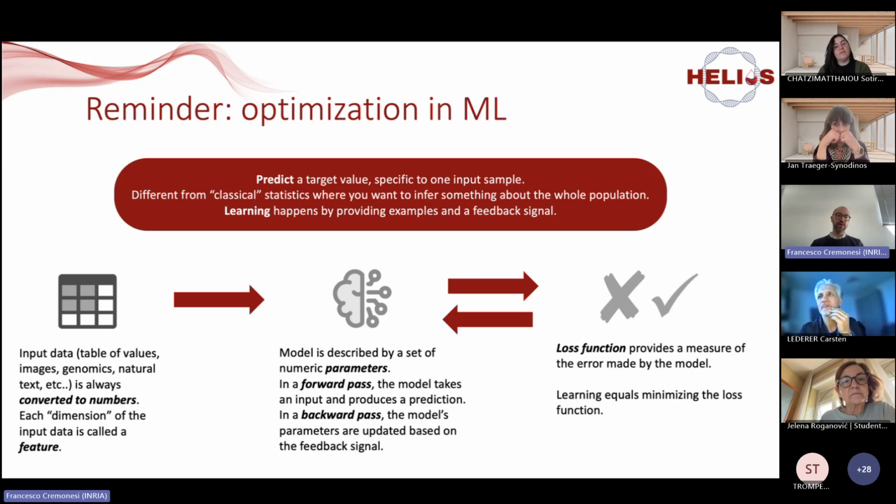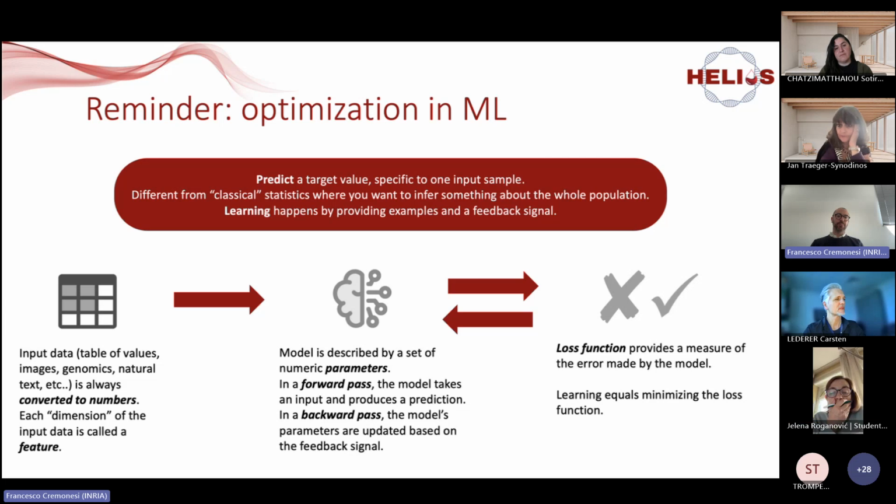So basically, what happens is you start by collecting your input data, which has to be converted to numbers, okay? And then each dimension, so if it's a table, it will be each column of this table, in the jargon we call them features. So you collect a bunch of features about all of the samples that you want to include in your dataset. And this will constitute the input to your learning process.